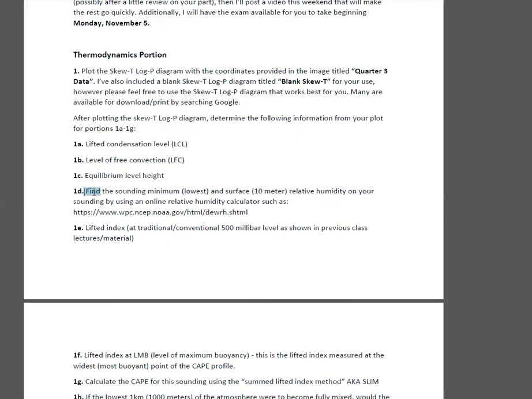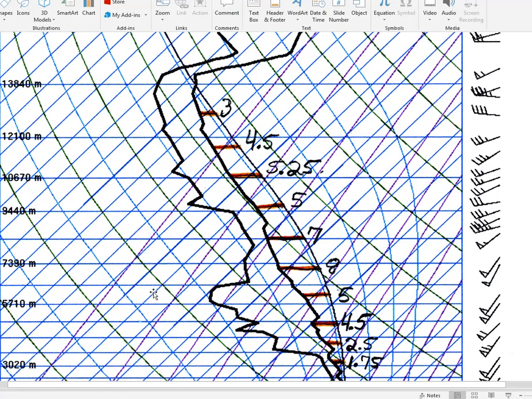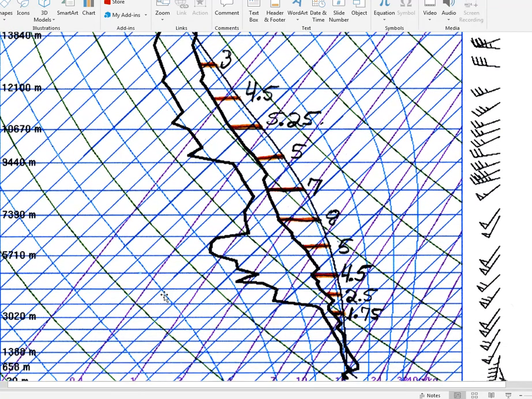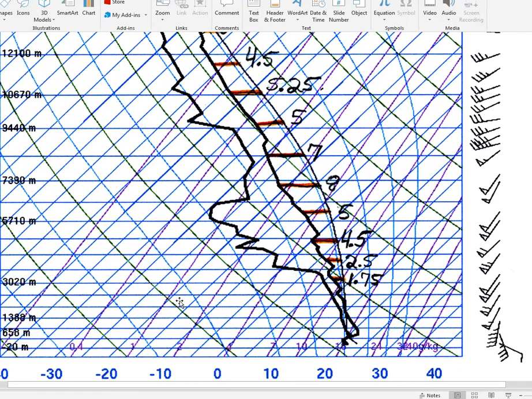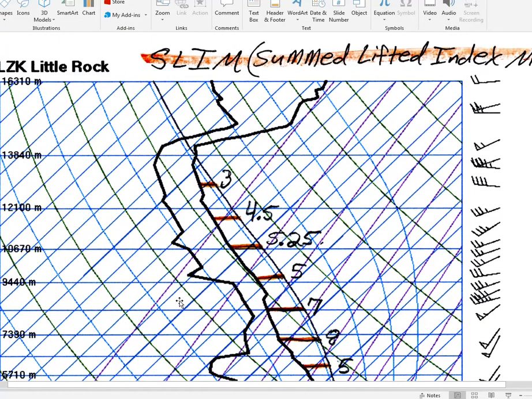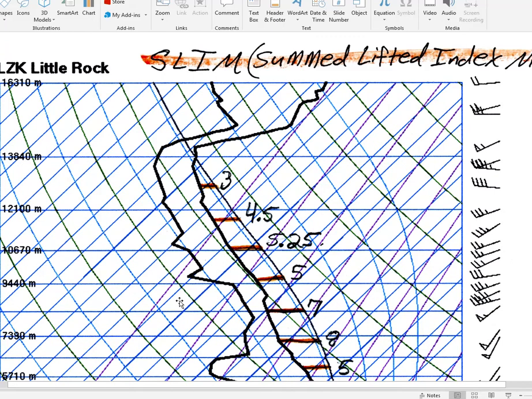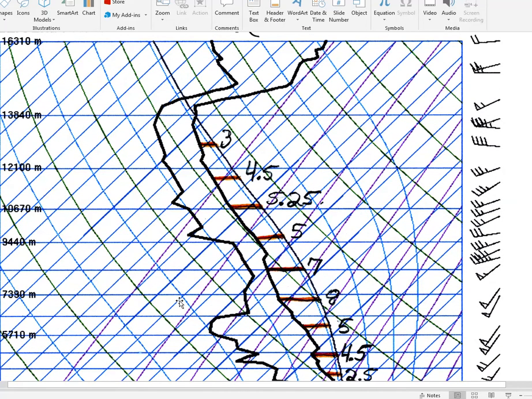Okay, so find the minimum or lowest surface 10 meter relative humidity. All I want you to do there for 1D is go and find where the minimum relative humidity is on the entire SkewT once you have it plotted. And for this SkewT, of course, this is not yours. This is not the one you'll be doing. I'm giving you a different date to do.